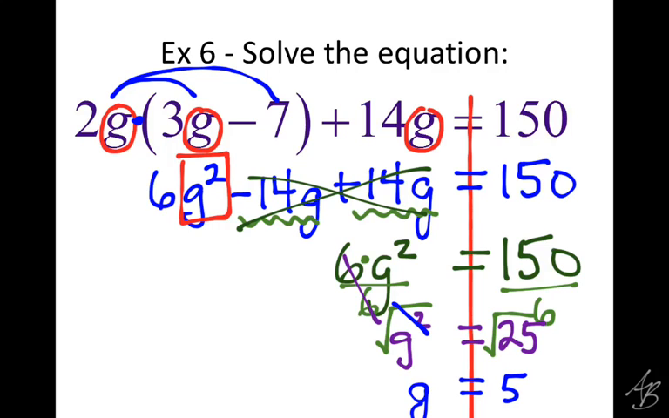What other answer could work here? Yeah, remember when we solve an equation with a square and we take the square root, it could either be positive 5 or negative 5, but we're only going to give the positive answer for now. You don't need to worry about the negative one.